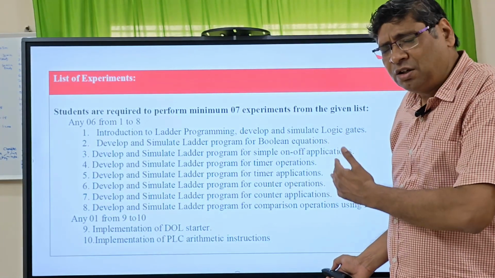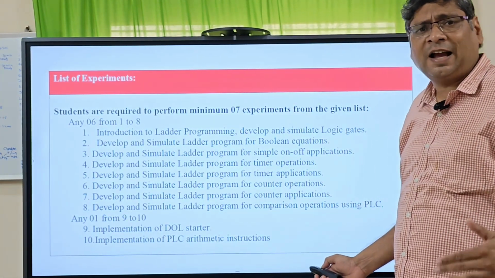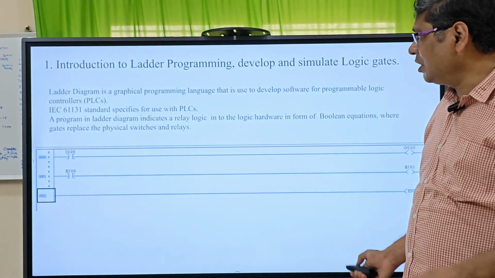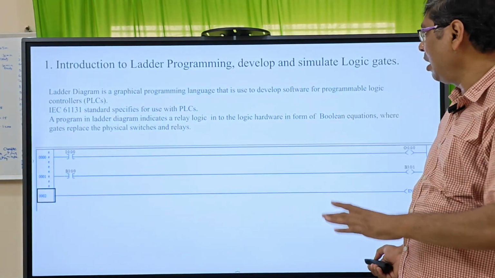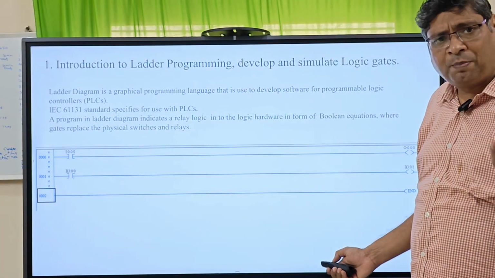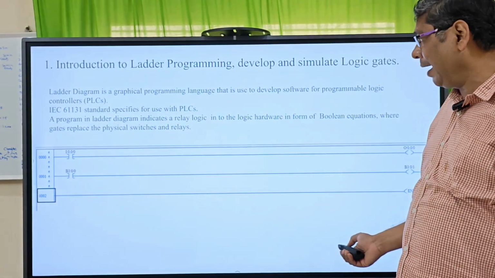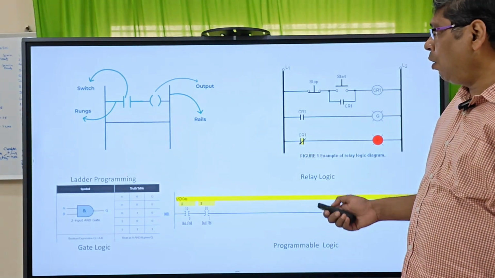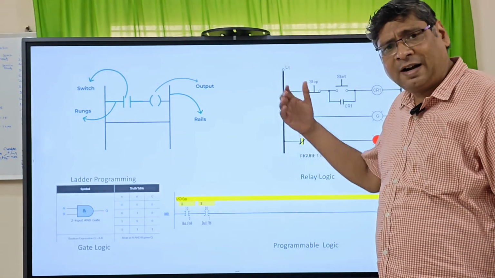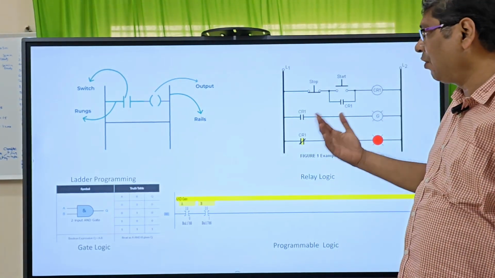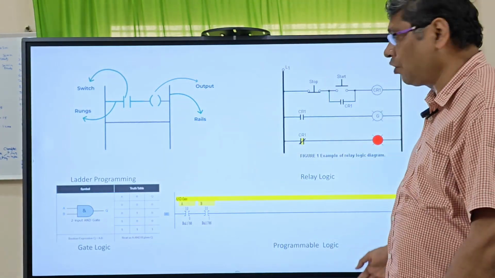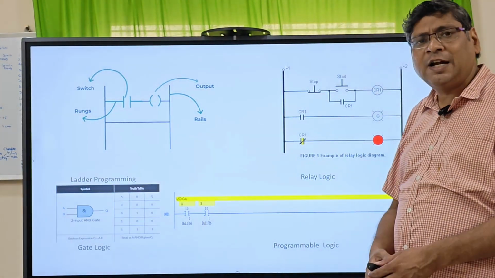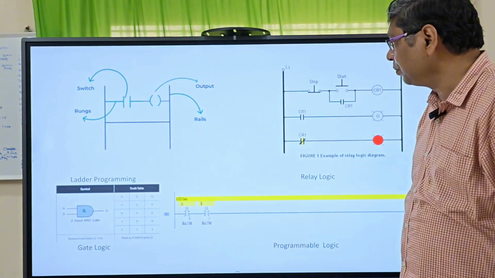So I will just run through those slides and then come to today's topic. Just for a recap, you can see here the introduction to ladder programming, develop, simulate. You can go to the previous video and learn again. Then you see how your ladder diagram looks, what is the meaning of rails, what is the rung, what is the switch, what is the output, and you see the relay logic, then the PLC logic, and the gate logic also.